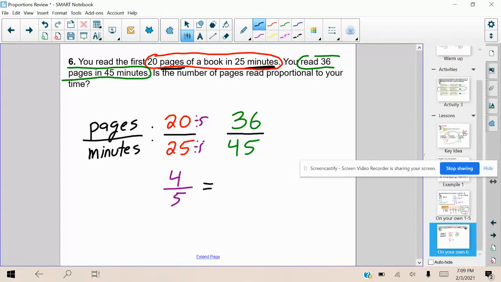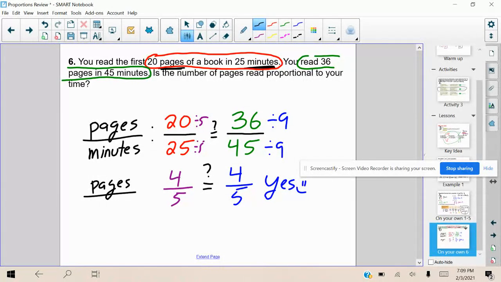And that should be equal. What can I simplify 36 and 45 by? I can pull out 9. 36 divided by 9 is 4. 45 divided by 9 is 5. So we do get a proportional relationship. And if we wanted to put it into words, well, we can do that by going back to our given. The fractions represent the number of pages for the number of minutes that I read.